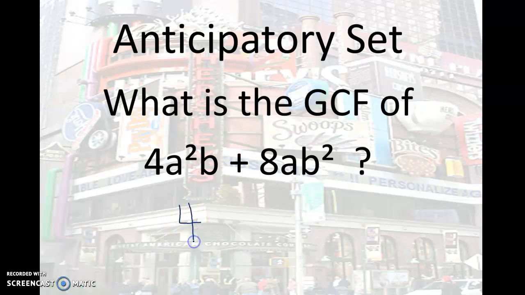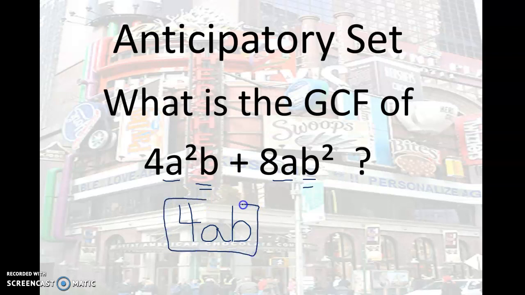So 4 is part of the GCF. Now, they both have A's in common. What is the largest amount of A's that I can take from both of them? I can only take one A from the second term, so then A is part of the GCF. And then they both have a B. But what is the most that I can take from both of them? I can only take one from the first term, so then B is part of it. So this is the GCF of these two terms. It is the greatest common factor of those two terms.